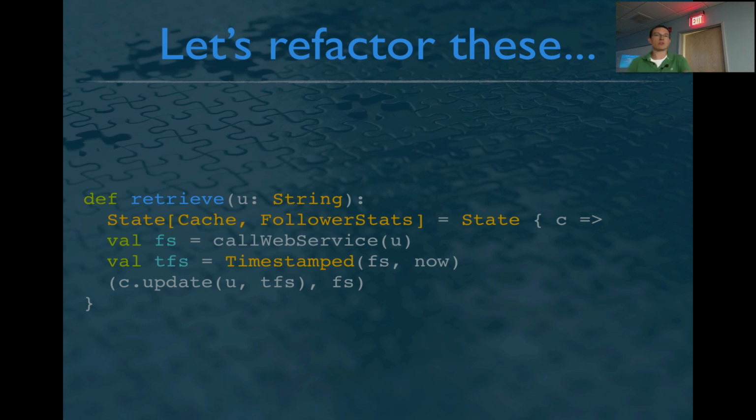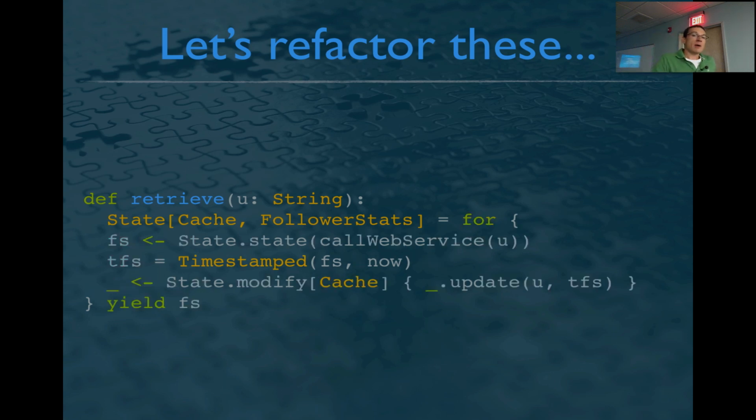Inside of that state function, we want to do these two vals. And when we convert that to for expression style, we would do it this way. We call the web service, which computes some value, and just lift that value directly into a state. Remember that state.state combinator we wrote earlier. We can immediately bind to the value, ignoring the state, with fs. Then we create tfs equals, which is not a generator, just a name binding to the timestamped wrapper. And then we'll do our state.modify. Okay.